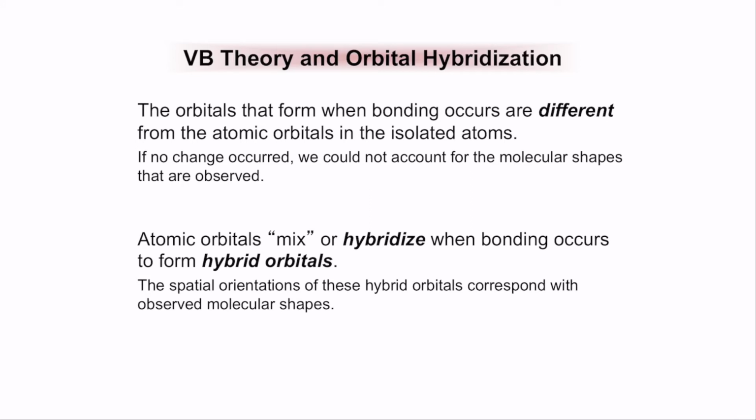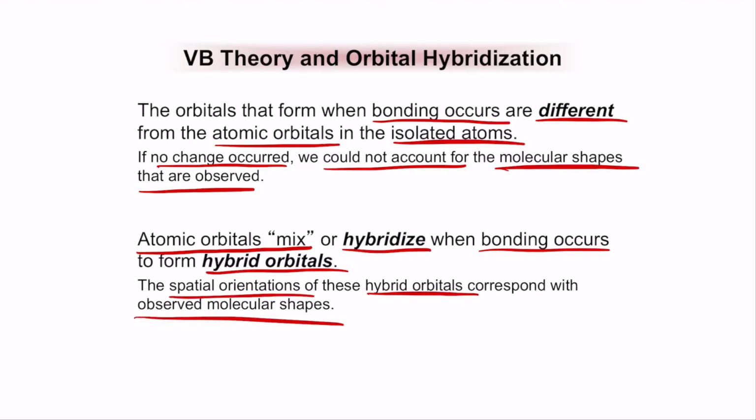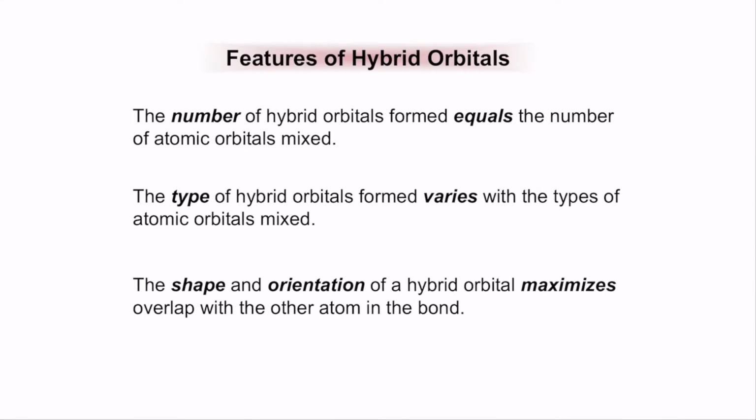Now, the orbitals that form when you have this bonding are generally different from the orbitals in the isolated atoms. If no change occurred, then we could not account for the molecular shapes that are observed. So this is a classic example of mixing, where orbitals mix together and become hybrids. These are called hybrid orbitals, and the spatial orientation of these hybrid orbitals corresponds to the observed molecular shapes of different atoms. So this is how we know that valence bond theory has some value to its predictions.